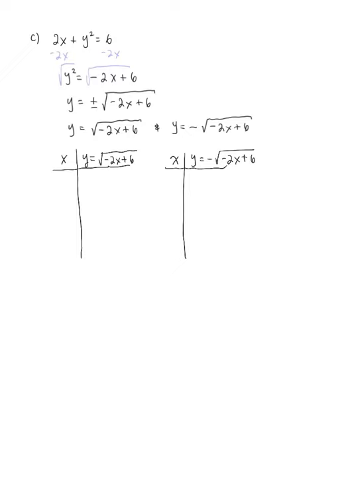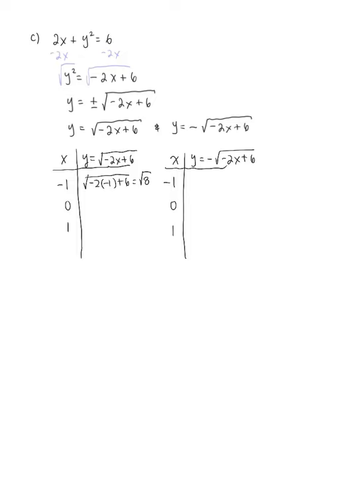Okay, so let me just pick fewer numbers to compute. So let me go with when x is negative 1, 0, 1. All right, and then we're going to do the same thing, negative 1, 0, 1. Okay, so in this case, let's first start out with y equals positive square root of negative 2x plus 6. So when x is negative 1, your y value is going to be the square root of negative 2 times negative 1 plus 6. Oh no, I'm running out of room. So in this case, you're going to have a square root of, what is that? 2 plus 6. So in this case, you're going to have square root of 8. Okay, I'm just going to leave it like that.